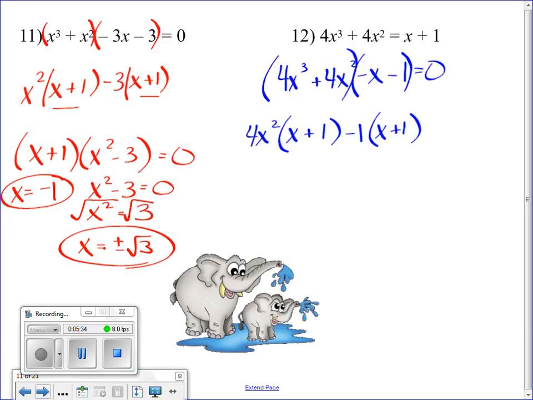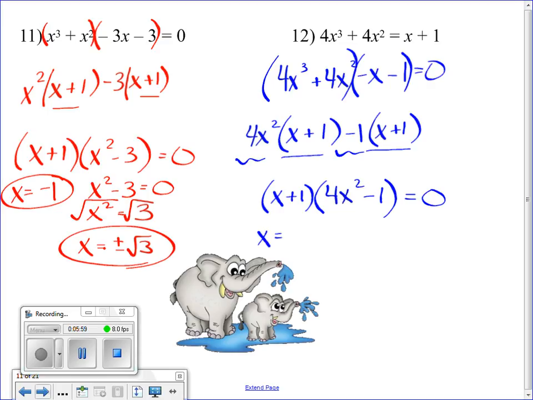x plus 1. Do you have a common parenthesis? You guys see the common? So take out your x plus 1, and then what's left over? And it's factored. It's like magic, right? There it is. All right, set each one equal to 0 and solve.